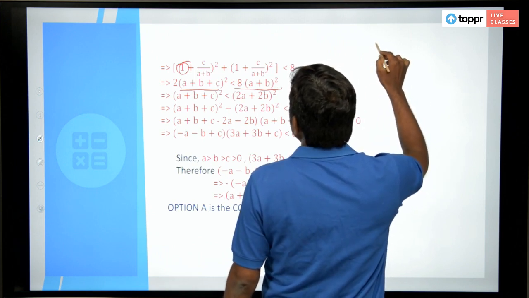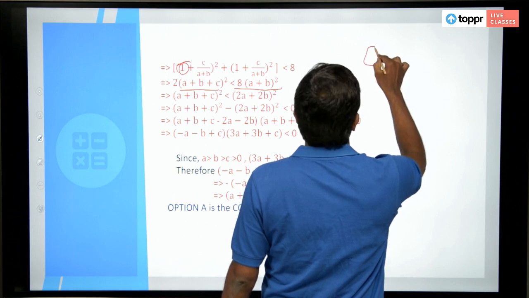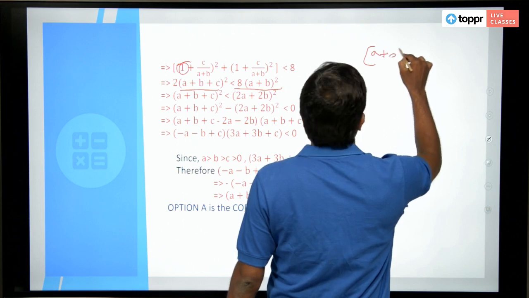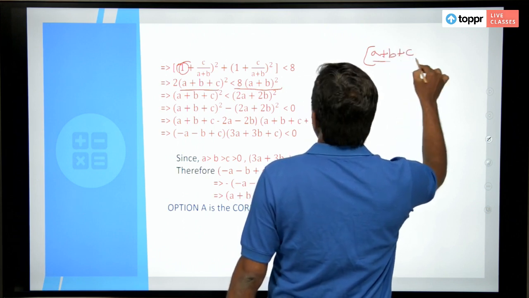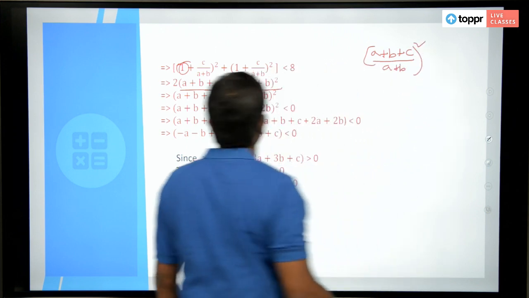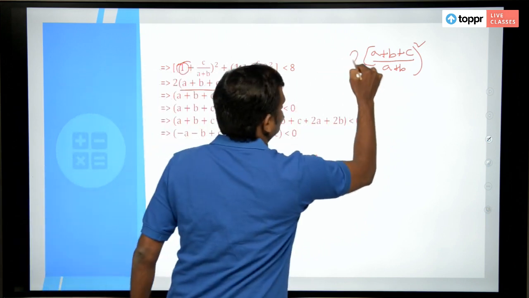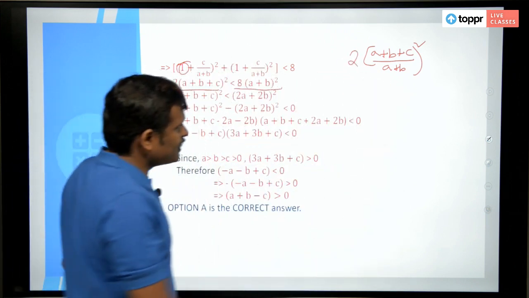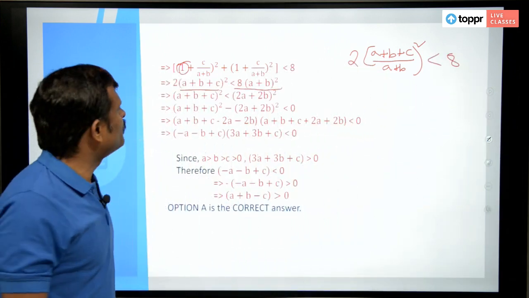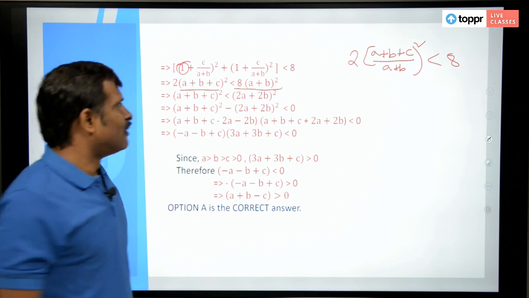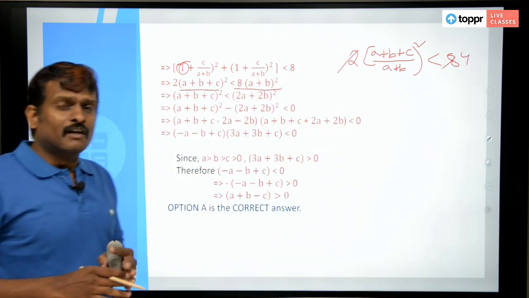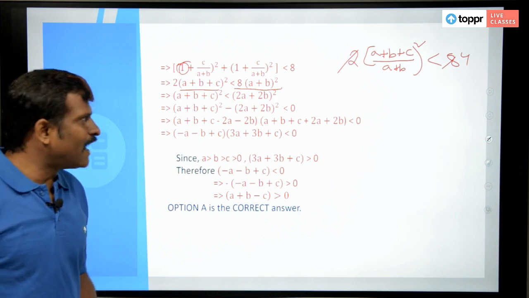So, what am I doing here? I have a plus b plus c by a plus b whole square, and the second into 2 is twice, right. Now, this is less than 8, and we are simply multiplying a plus b whole square onto the other side. Okay, I can divide with 2 nicely without any hesitation. I can say it is less than 4, that I can clearly say, but I do not know the values of a and b, right.